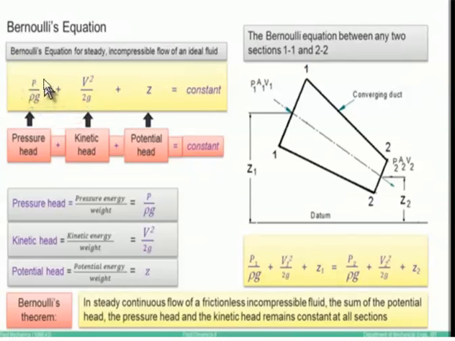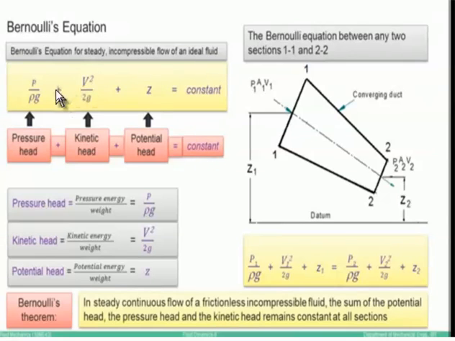So what is Bernoulli's equation? It is Bernoulli's equation for steady incompressible flow of an ideal fluid: P by rho g plus v square by 2g plus z is equal to constant. Here P by rho g is the pressure head, v square by 2g is the kinetic head, and z is the potential head, which is equal to constant. This is Bernoulli's equation for the steady and incompressible flow of an ideal fluid.